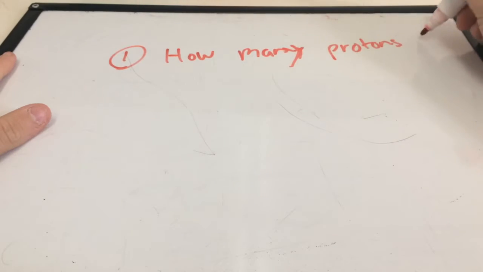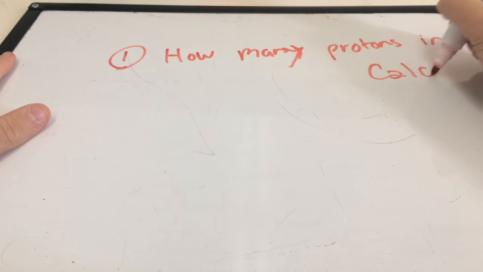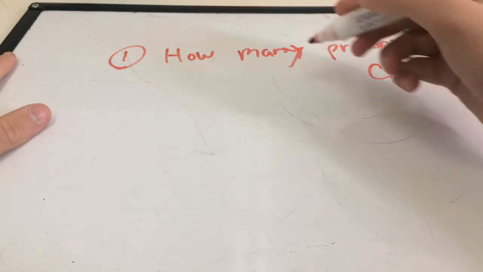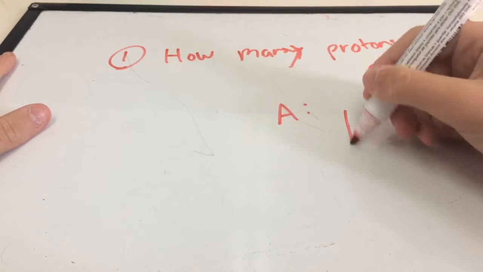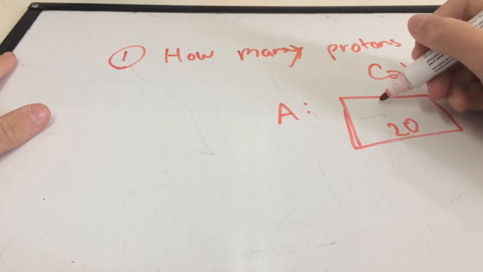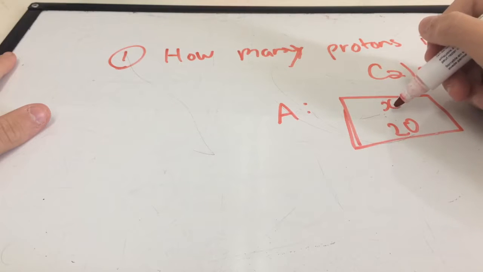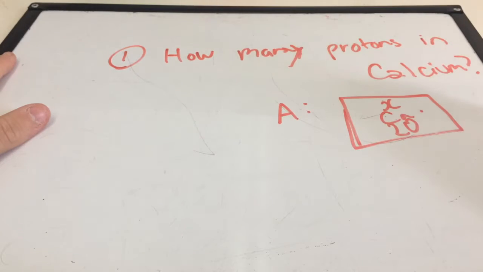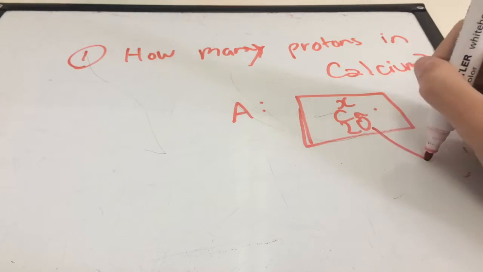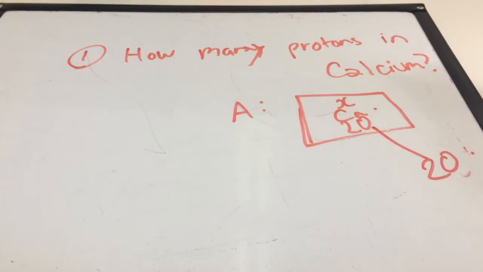Question 1: How many protons are in calcium? How many protons are there in calcium? The answer, well, if we look at it, calcium looks like this on the periodic table. I don't know what that number is, I actually forgot, but we don't want the number of neutrons anyway. How many protons are there? Well, we discussed before that the atomic number is how many protons there are. So there's 20. 20 protons. Easy.